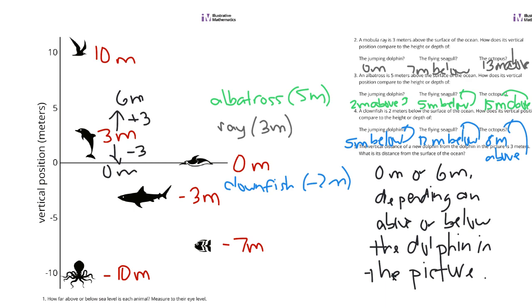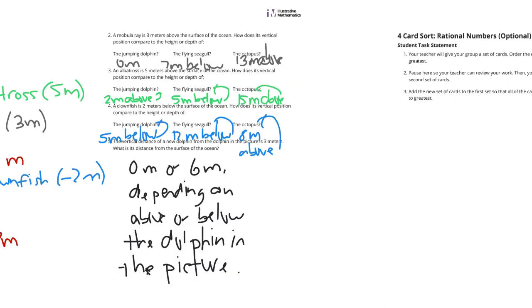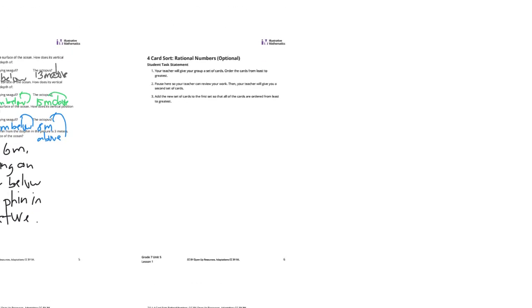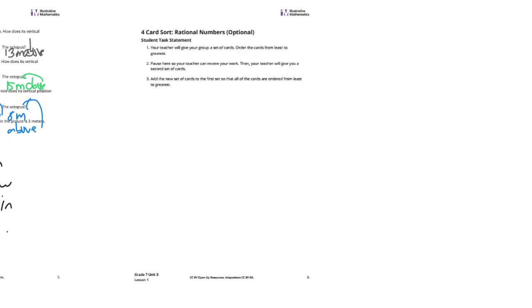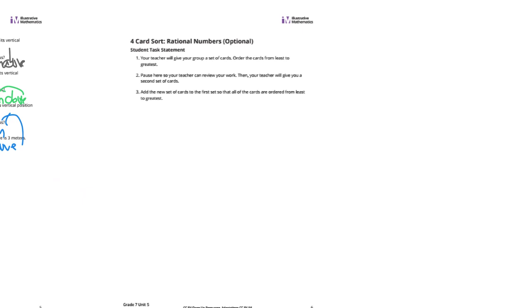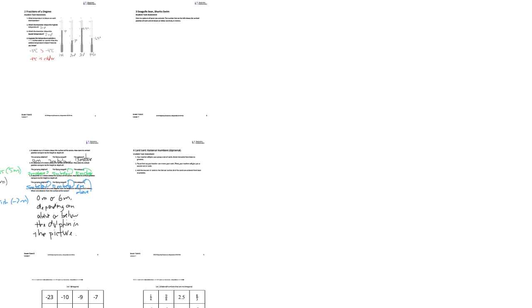All right, let's continue on. Now, this is an optional activity with card sort. And you're going to order the cards from least to greatest. Then you get a second set of cards. And then you order these cards from least to greatest, but adding in the first set as well.